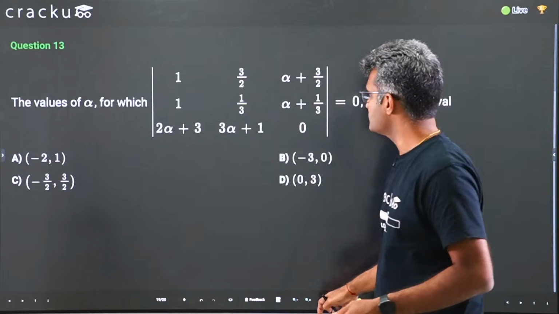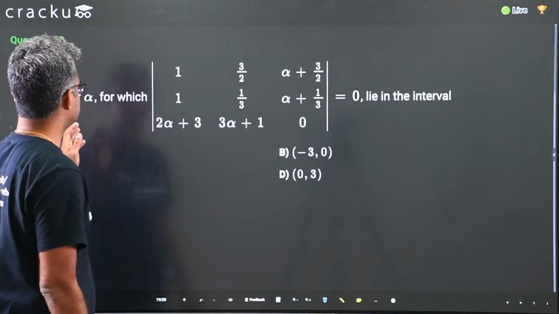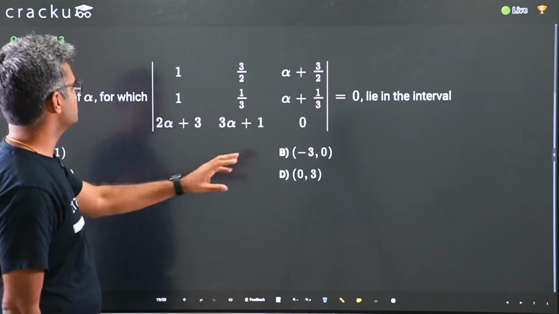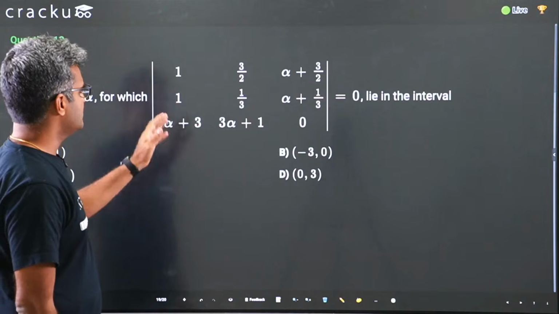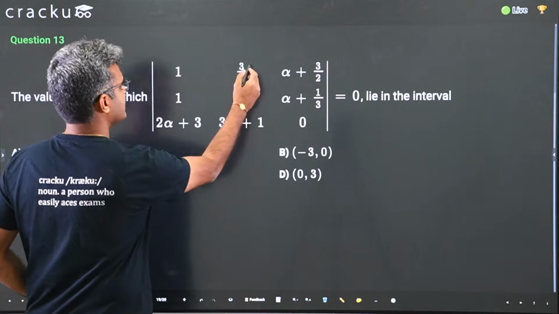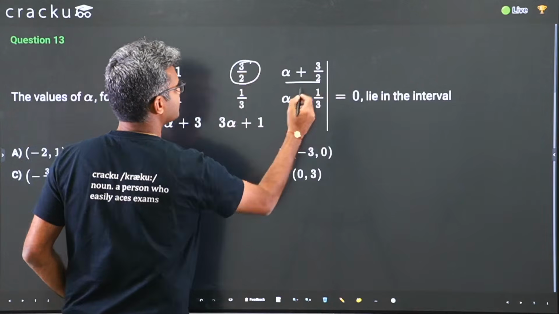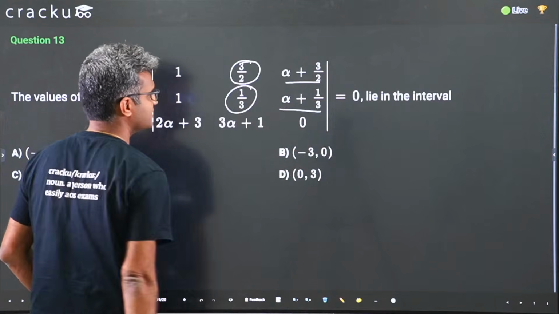Okay guys, let us try to solve this question. So here we are given a determinant. We are told that this determinant is equal to 0 and we are required to calculate the values of alpha for which this is true. If you are looking at this given determinant and if you are looking at the second column, we have 3 by 2 over here and this is alpha plus 3 by 2. We have 1 by 3 here, this is alpha plus 1 by 3.